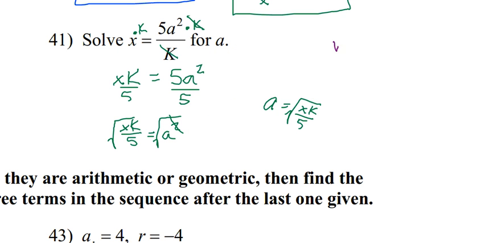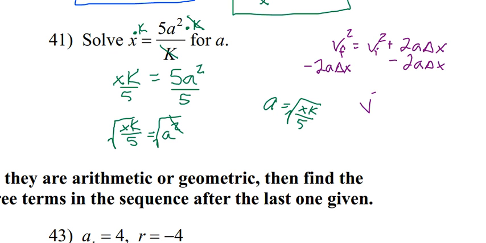Comes up in physics all the time. In physics, you have an equation that looks like this. And sometimes you know these variables all mean different things, but sometimes we want to know the initial velocity and we have all this other stuff. And so we have to be able to get that by itself. So v final squared minus 2a delta x equals the initial velocity squared.